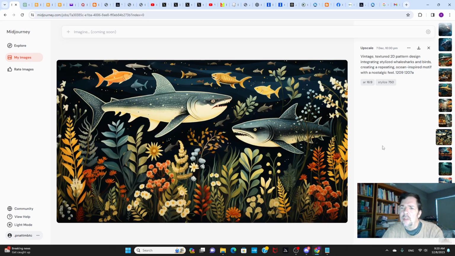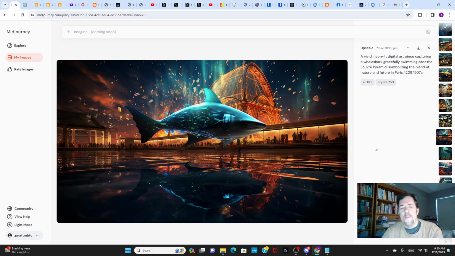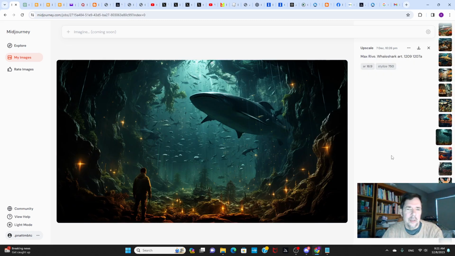And this one I don't even remember. It says vintage texture 2D pattern design. All right. And this is kind of an interesting one. He's supposed to be swimming around the Louvre, but he's in midair. Looks kind of like it could be an art exhibit. And yeah, this one I liked a lot. This is one of my favorite ones. So this was of Max Rive.